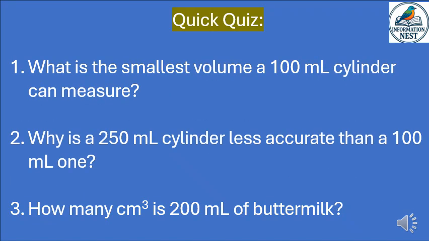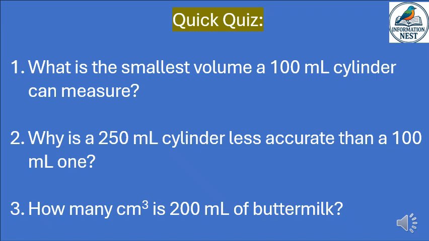Champs, time for a quick quiz. Let's see how sharp your observation skills are. No peeking at your notes, just trust your brain and go for it. Question number one. What is the smallest volume a 100 ml measuring cylinder can measure accurately? Think back to activity 9.4. You will get that, 1 milliliter, because each big mark is 10 milliliters and there are 10 tiny divisions between them. So 10 divided by 10 gives you 1 milliliter per division. So it's a precision power.